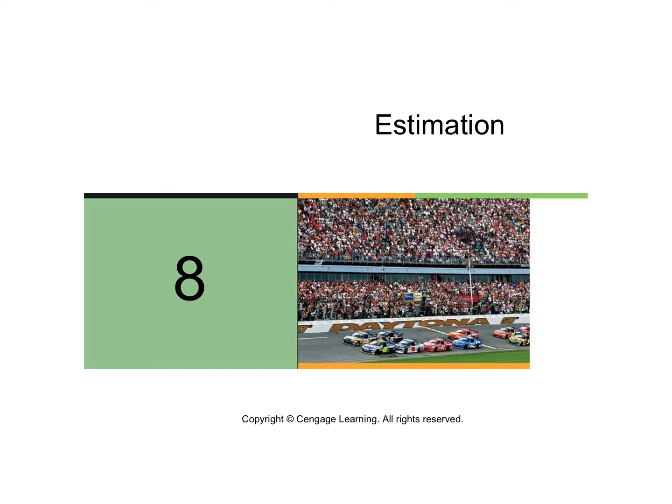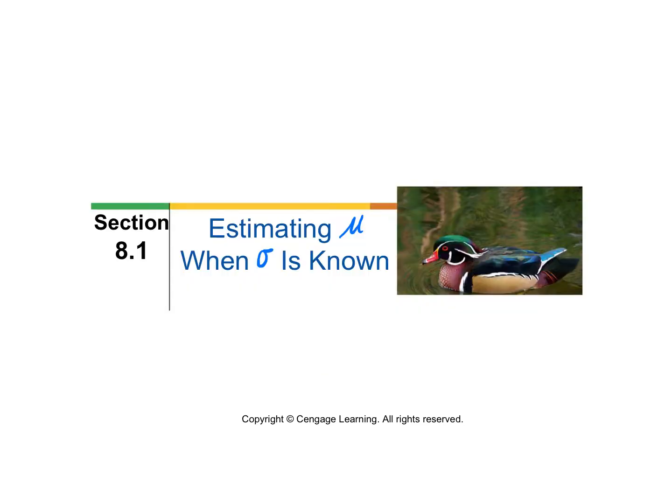Hey, Honor Stats. This is the start of chapter 8, which is dealing with estimation. The first thing we're going to do in chapter 8.1 is estimate mu. And you've got to remember, mu is the population mean, when sigma, which is the population standard deviation, is known, it's given.